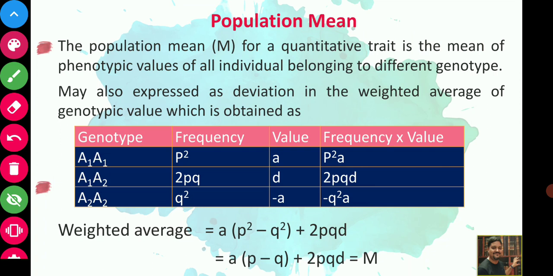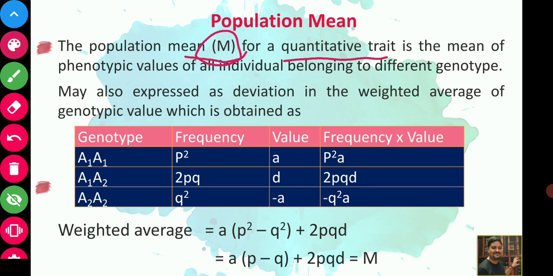So now in this slide we'll see about the population mean. So now you know the gene frequency, genotypic frequency, and the phenotypic value. So now it's time to find out the population mean. The population mean is denoted by capital M, the population mean for a quantitative trait. So what we are doing is finding out the population mean for a particular trait.